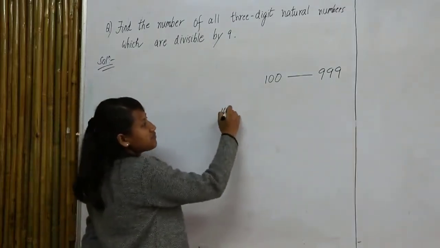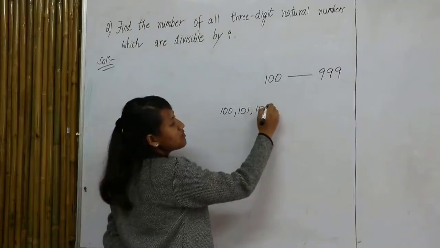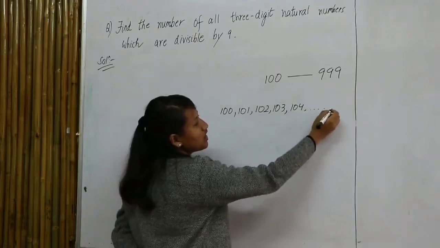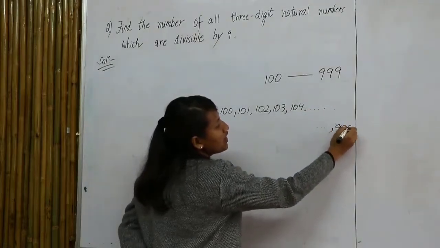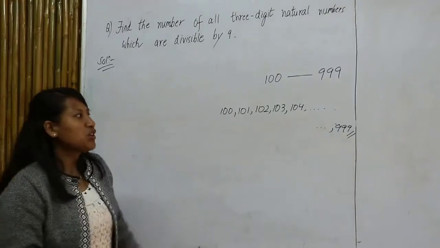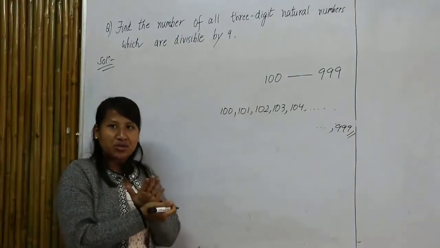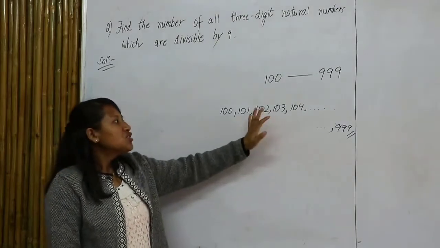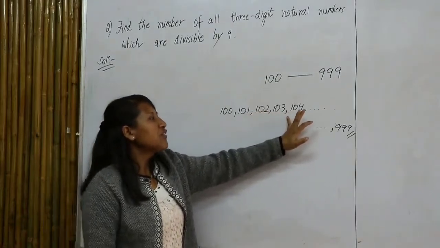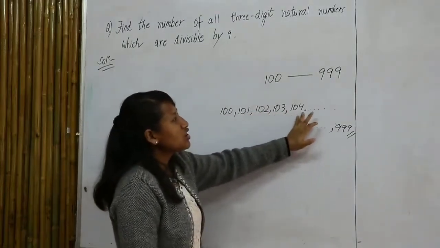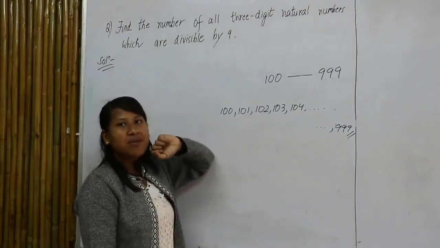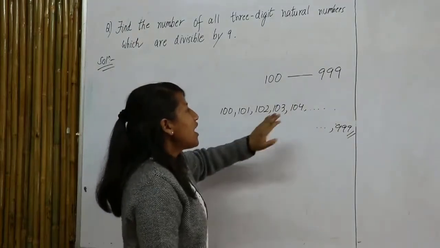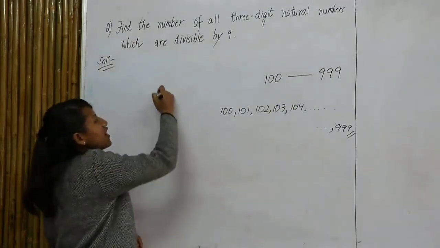But not all of them are divisible by 9. Now when I say divisible by 9, it means when you divide by 9 you should get remainder 0. Now if you check 100, you will not get remainder 0, and so on. So you have to check from these which are divisible by 9. 102 also no, 103 also no, 104 also no. After calculation, you will find that it is 108.